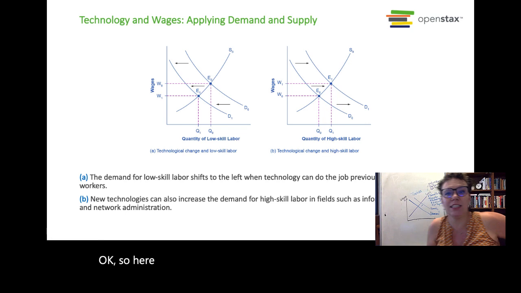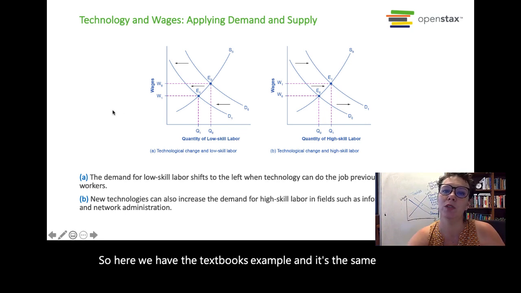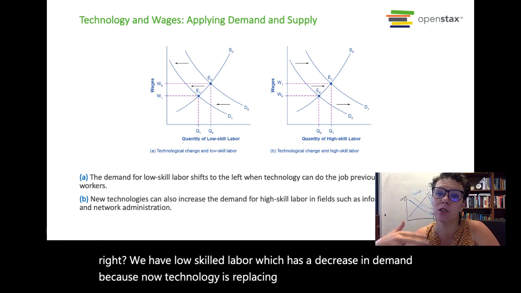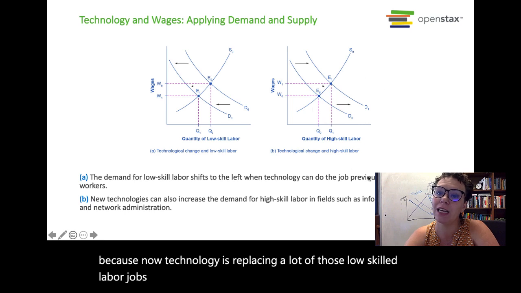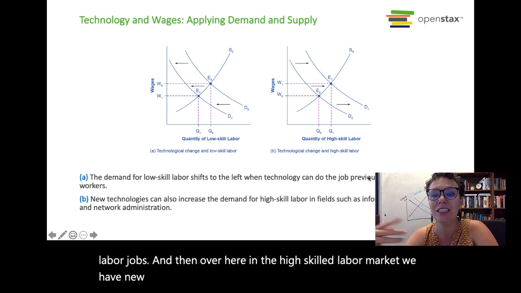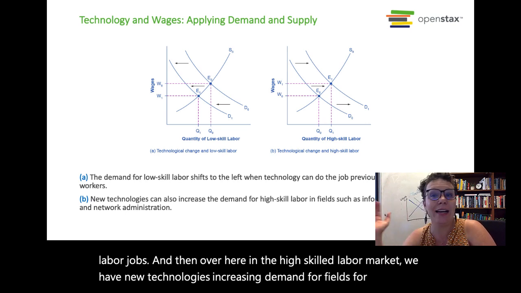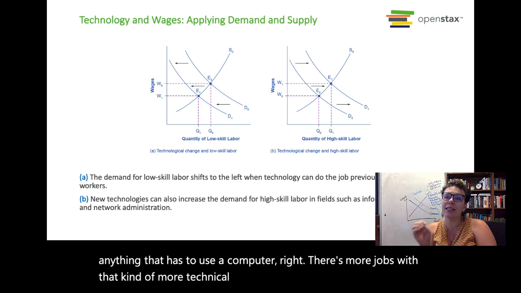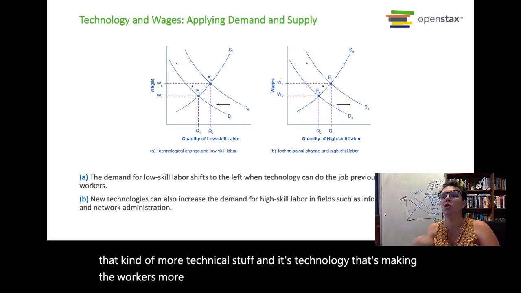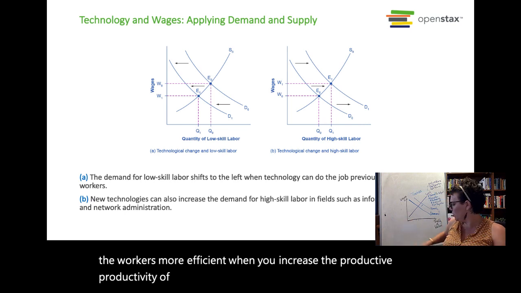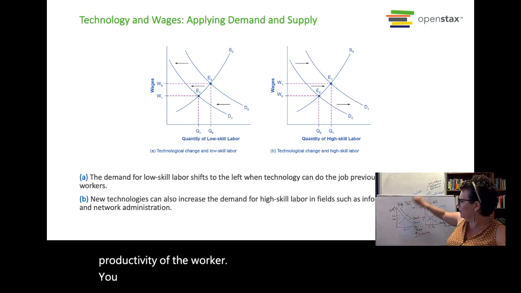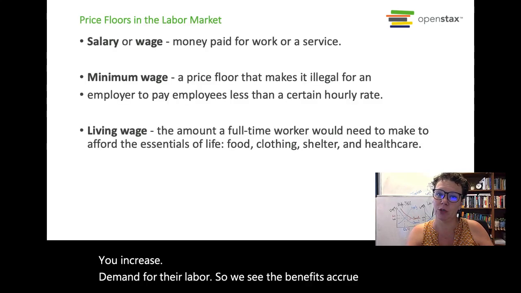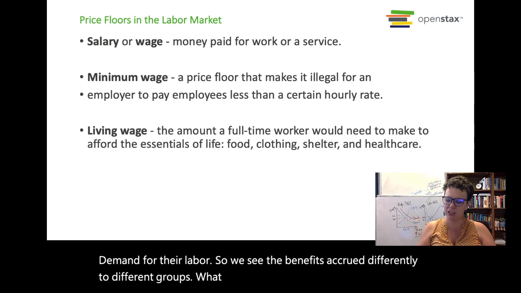Okay, so here we have the textbook's example, and it's the same thing, right? We have low-skilled labor, which has a decrease in demand because now technology is replacing a lot of those low-skilled labor jobs. And then over here in the high-skilled labor market, we have new technologies increasing demand for things like anything that has to use a computer, right? There's more jobs with that kind of more technical stuff. And it's technology that's making the workers more efficient. When you increase the productivity of the worker, you increase demand for their labor. So we see the benefits accrue differently to different groups. What are those benefits? Usually they're going to be wages.